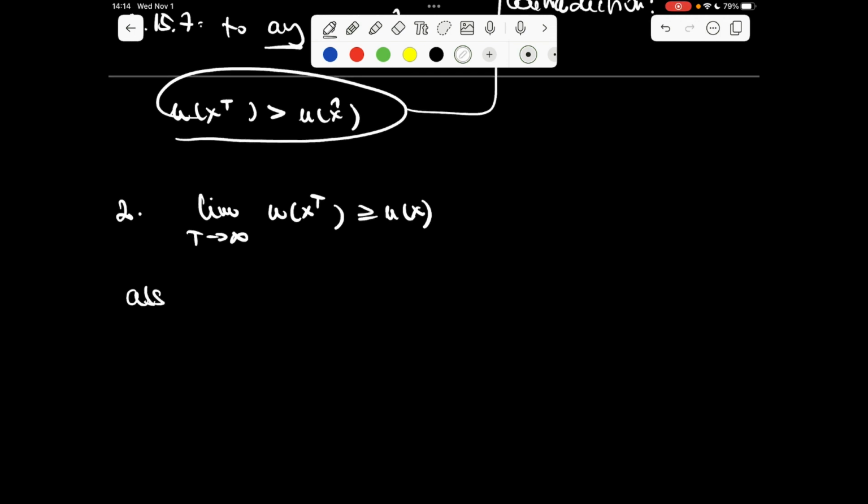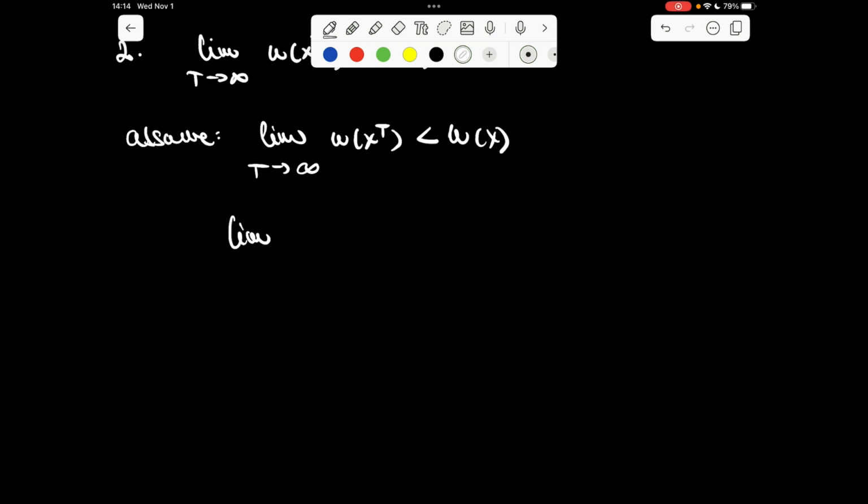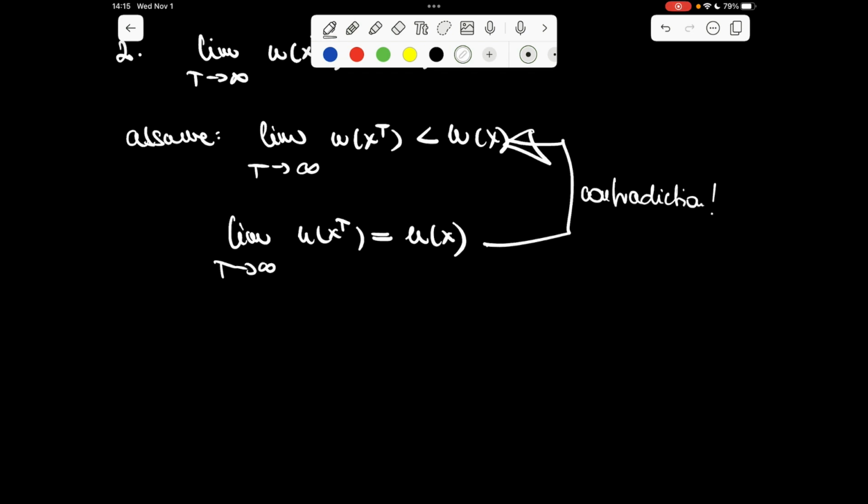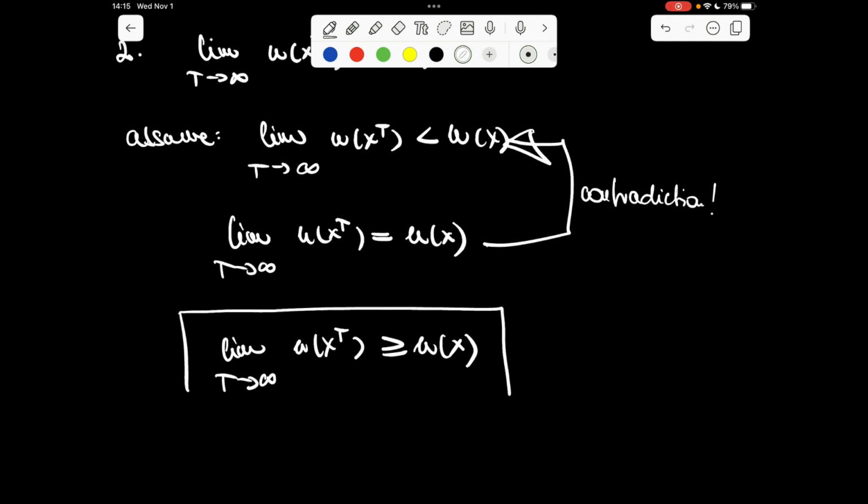For a contradiction, assume that this inequality holds, which cannot be true. Please note that this cannot be true because this limit, in which xt is a truncation of the sequence x, this limit is ux. So this is a contradiction. So at the end of the day, this inequality holds. It means that the truncated version of a sequence cannot be lower.